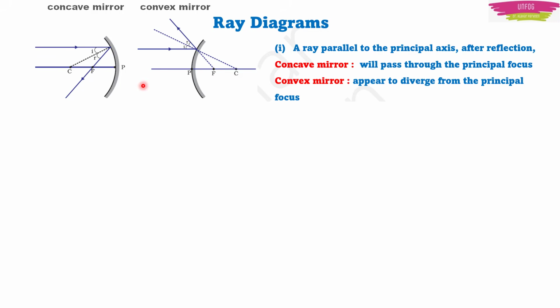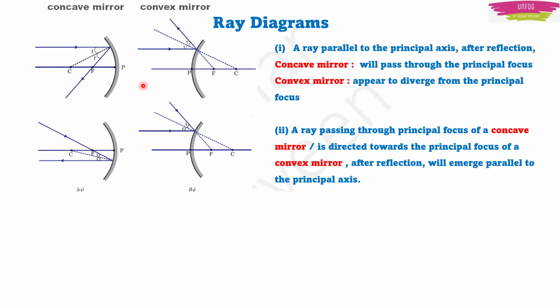Okay. Then the second rule is that if the ray of light is passing through principal focus, directly if it is going through the principal focus for a concave mirror or for a convex mirror, after reflection, the reflected rays will be parallel to principal axis. Here in concave mirror, it is parallel, here you can see. And here in convex mirror, now this is the incident ray, it gets reflected like this.